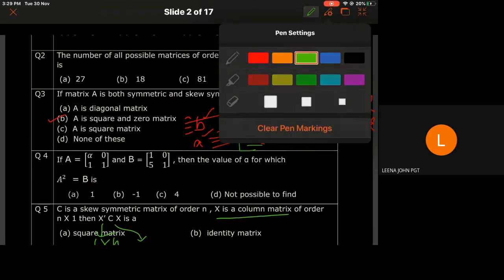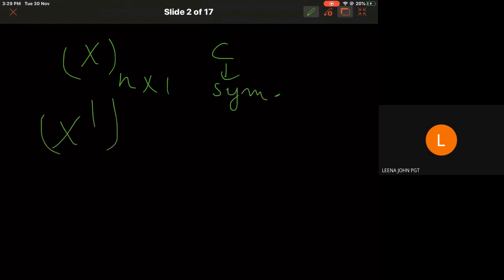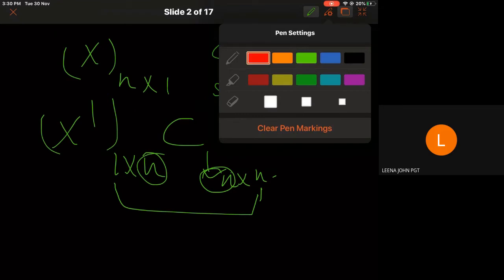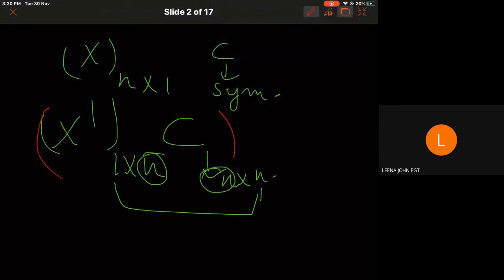So now, X is a column matrix. C is a symmetric matrix. X dash is of order 1 by n. Then into C. When the matrix multiplication is there, it should be n by n. So that this n and this n will get cancel, and after this x dash C का order क्या आएगा? X dash C का order will be 1 by n. And then again one x is there. This x is of order n by 1.